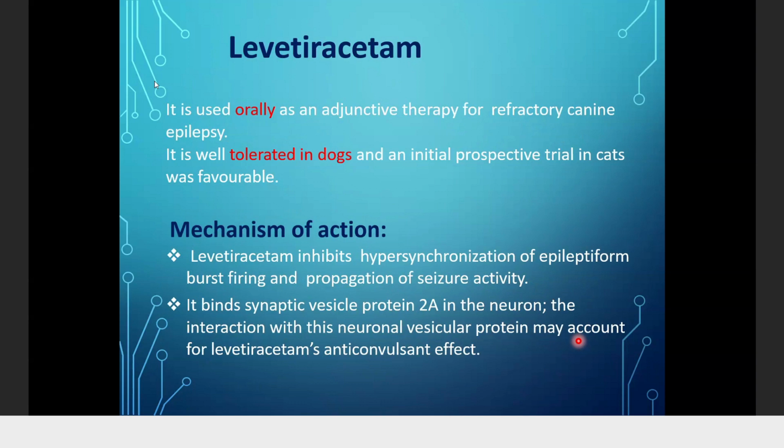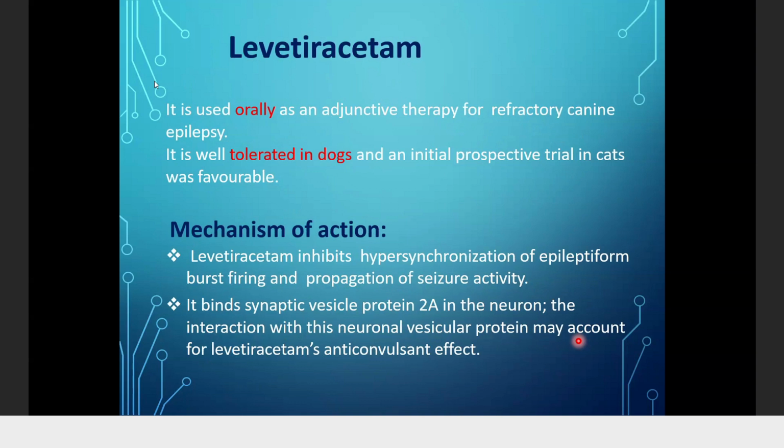Okay, another drug would be levetiracetam. The trade name is Keppra. Some people just call it Keppra because it's easy to pronounce, but that is the trade name. The active ingredient is levetiracetam. It is used orally as an adjunctive therapy for refractory canine epilepsy.